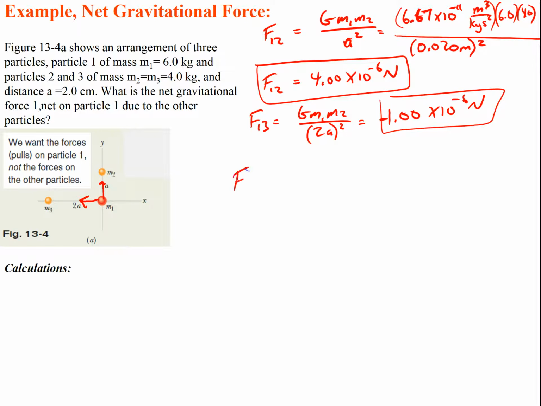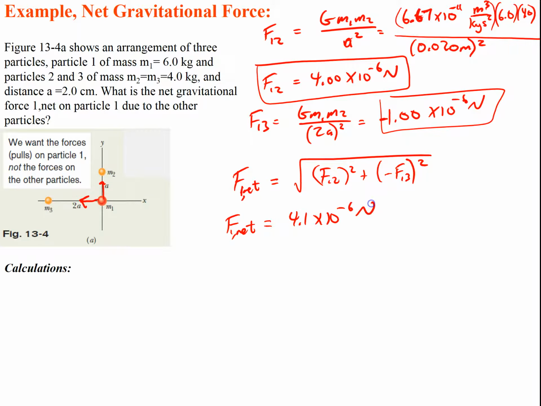All right, so our net force, force 1, is going to be equal to the square root of F12 squared plus, the second one is negative, so it's F13 squared. We'll plug in our two values. The negative sign doesn't really have an effect because you're going to square it anyway. So our net force on 1 is equal to 4.1 times 10 to the negative 6 newtons.